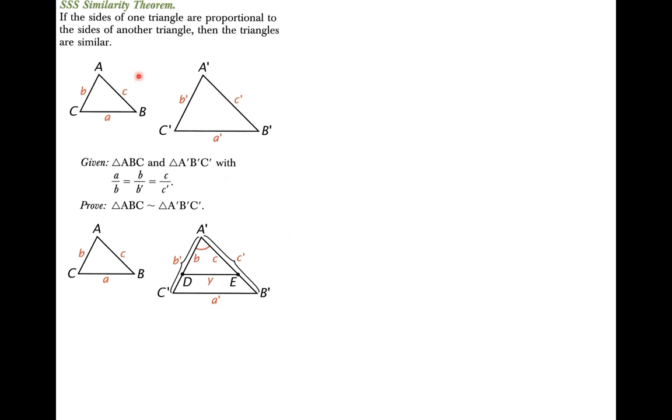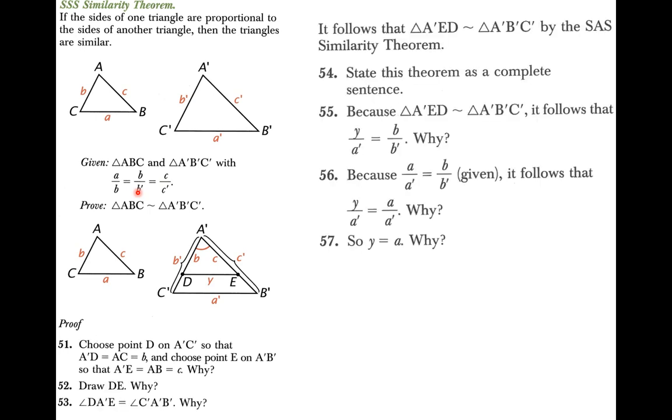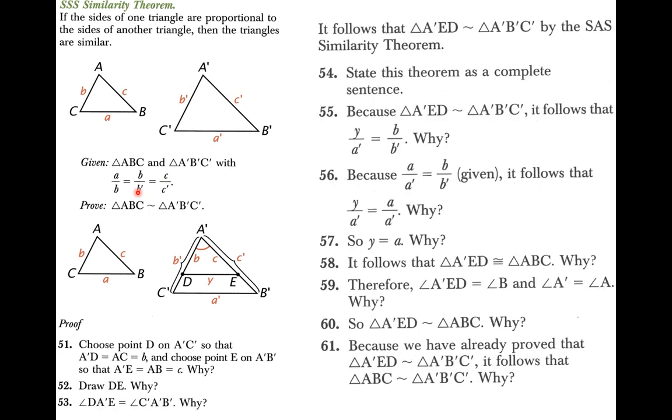So here's our other sticky credit. It's side, side, side similarity. It's just saying if you can show that the ratio of these two sides compared to the ratio of these two sides compared to the ratio of those two sides are all the same, then you can say the triangles are similar without knowing anything about the angles. So that's a sticky credit item that you can give reasons for each of these steps.